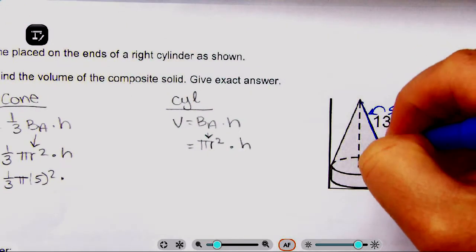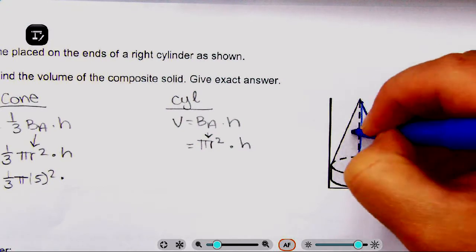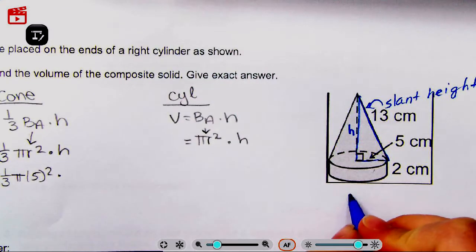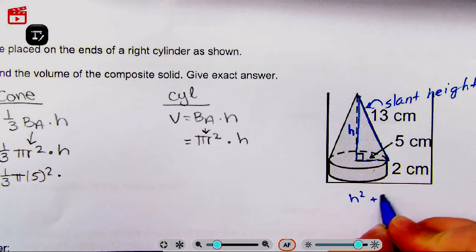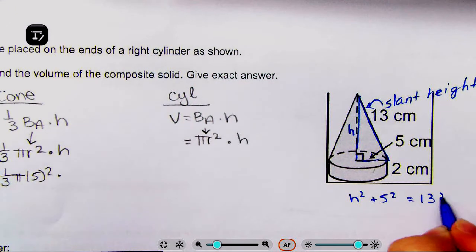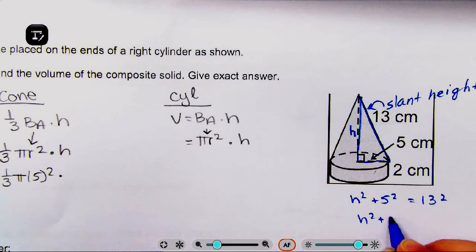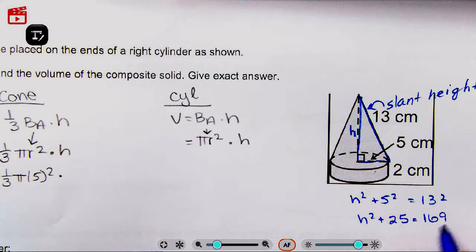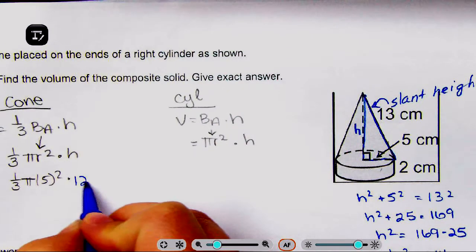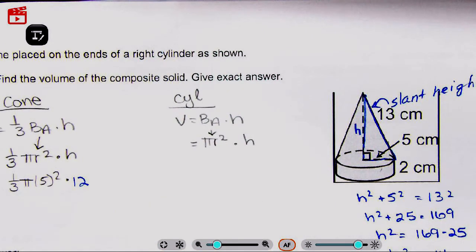Notice how we have a right triangle here in order to find the height. So let's do this really quick. I have h squared plus 5 squared equals 13 squared. So we have h squared is equal to 25 minus, just kidding, not 25. We have 169 minus 25. So h squared is equal to 144. That means our height is equal to 12 centimeters. So let's go ahead and bring that in. 12 centimeters is the height of our cone.